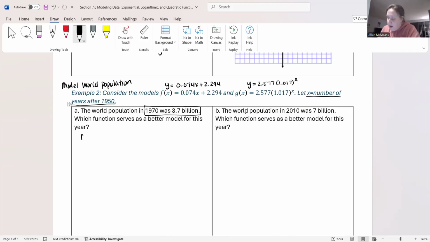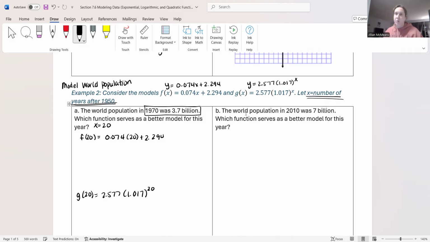So let's say we have f of, well, what in the world is x? Well, we're interested in 1970. And remember, x is the number of years after 1950. So we're going to let x equal 20. So f of 20 equals 0.074 times 20 plus 2.294. And then for the exponential model, we would get g of 20 equals 2.577 times 1.017 to the 20th power. Now, which one is better?